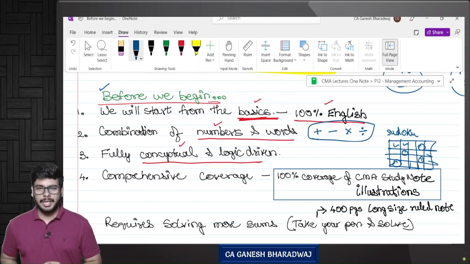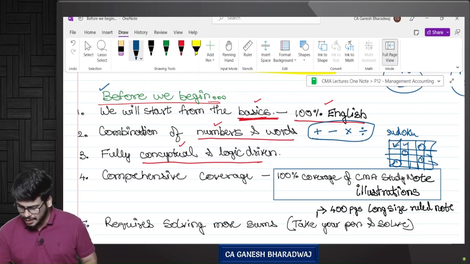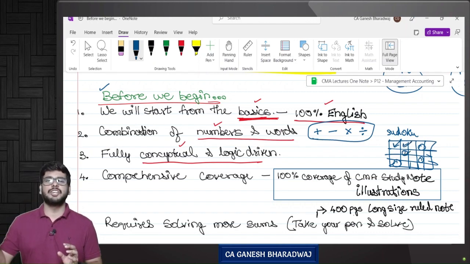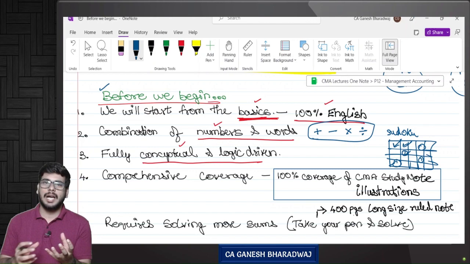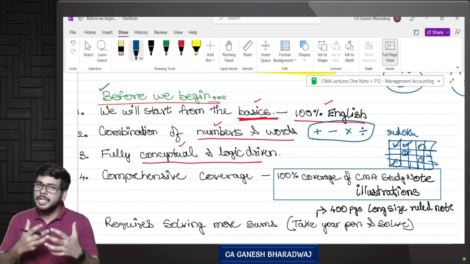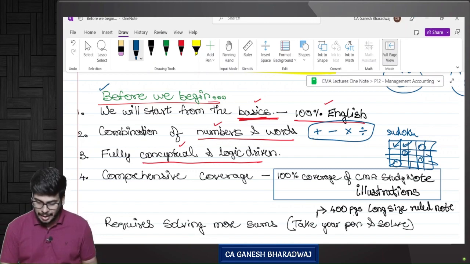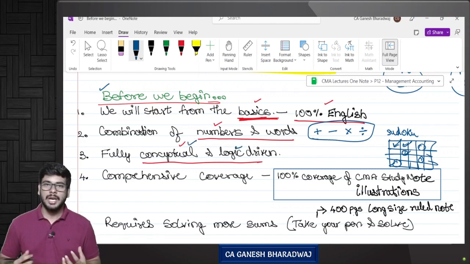It is not like I will always say start with the first cell, then fill the second cell to the right, then come down and fill the third cell. If you move like that, definitely you will crack it? No, I cannot come up with a structure like this. Based on the given data and the required data, you need to customize your solution. That's where this entire subject is conceptual and logic driven. It is 100% driven by logic.